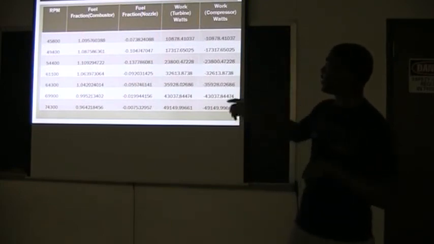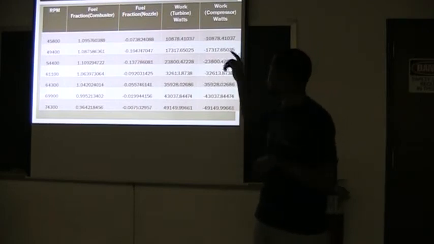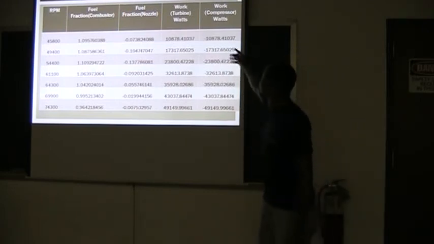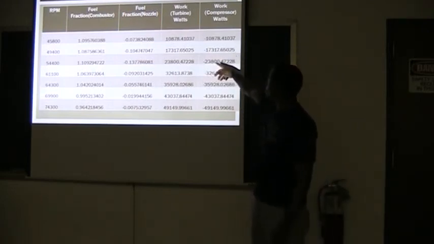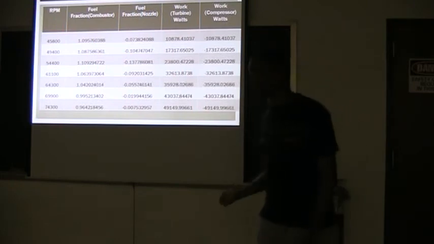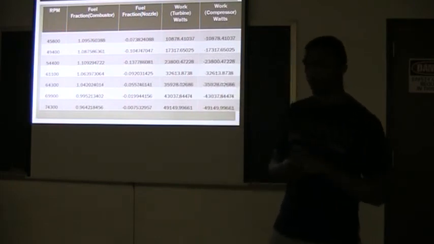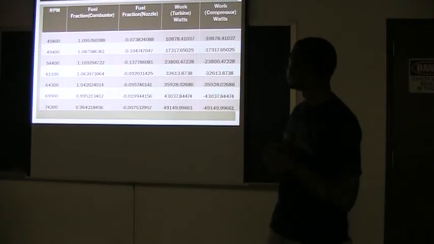Some other results: I have the fuel fractions and the work of the turbine and compressor. As you see, they're equal, and the compressor is negative because it requires work, and the turbine produces work for the compressor. And the fuel fraction of combustion was shown too.